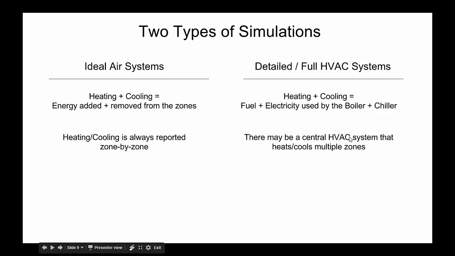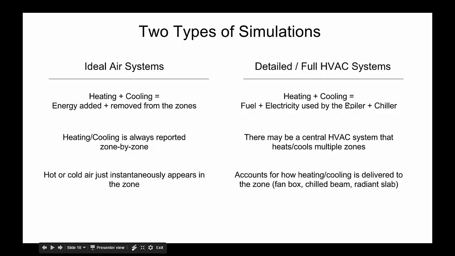Secondly, the ideal air system is always going to be reporting that heating and cooling value on a zone by zone basis. We didn't necessarily see this too much because we're still just starting with a single zone model, because I think it's the best way to show you guys the capabilities right now. But of course you can build multi-zone models in Honeybee, and the results are always going to be reported by each zone. Whereas with a detailed full HVAC system, a lot of the times you'll get one heating and cooling value for each HVAC component. So if you have a central HVAC system, you might only end up getting one value for a model that has 10 zones, for example.